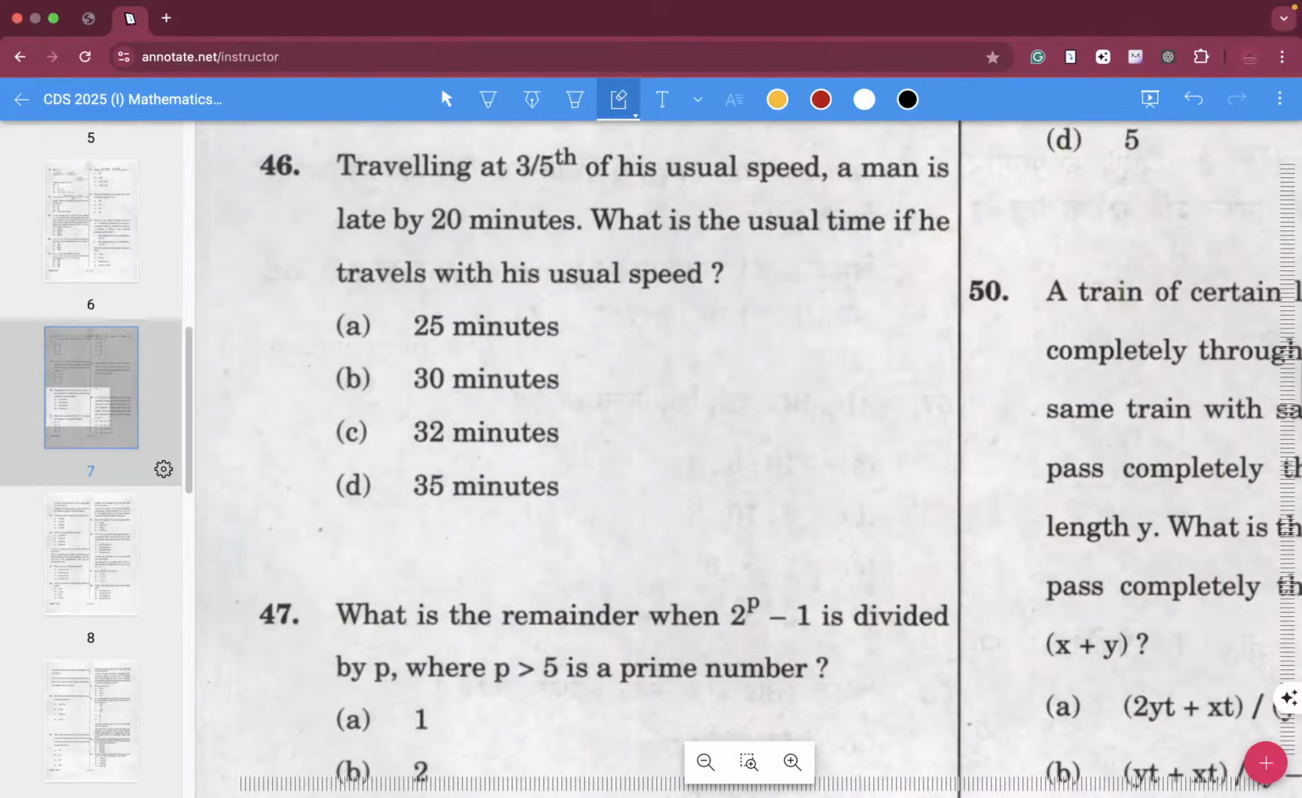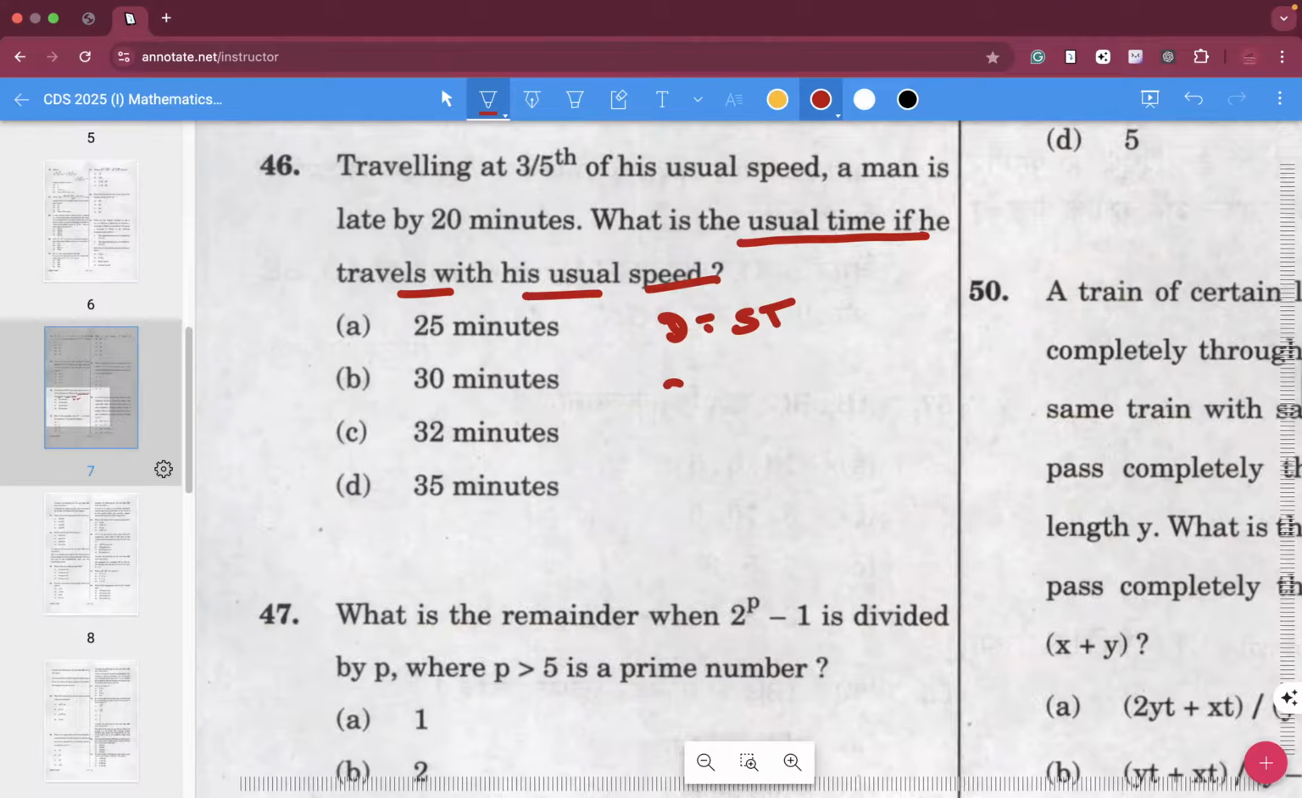Now, traveling at 3/5 of his usual speed, a man is late by 20 minutes. So what is the usual time if he travels with his usual speed? We know one thing, distance is equal to speed into time. I'm not a very big fan of using the formulas over here, so I just solve it using the concept.